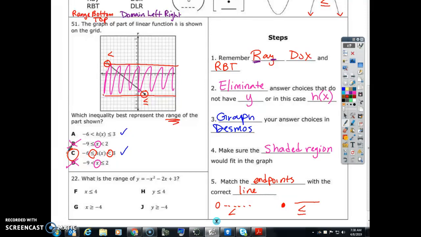Okay, let's do problem number 22. We need the range, so we're going to use the same steps here. We're going to graph this one in Desmos. And if we're looking for range, what can I eliminate? The x's, right? That's not what they're asking me for. They're not asking for the x's. They're asking for the y's. So I'm going to graph this, and then you're going to tell me if it's less than or equal to or greater than or equal to.